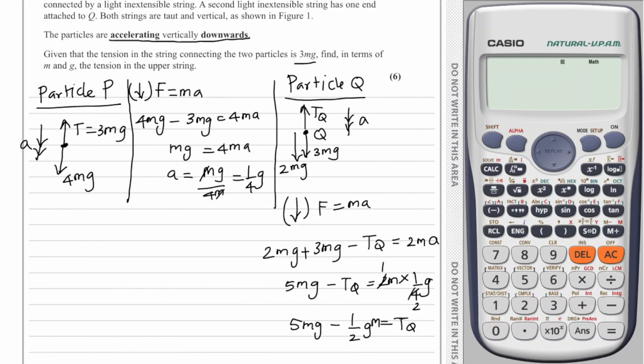When we subtract 1/2 mg from 5mg, this will be 4.5mg. That is the value of TQ. We can check: 5 minus 1/2, the answer will be 9/2. 9/2 is 4.5, so 4.5mg is our final answer. This is the tension in the upper string in terms of m and g.